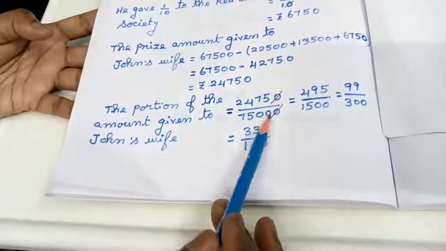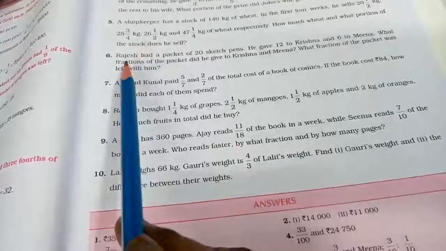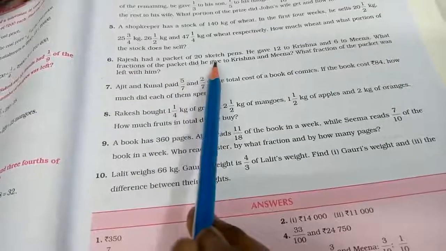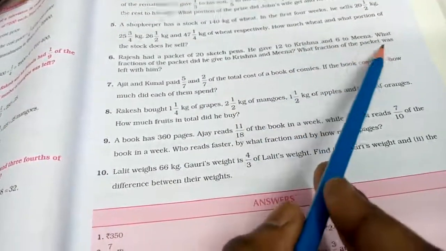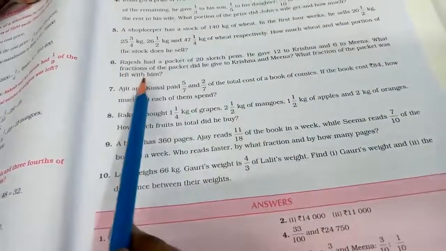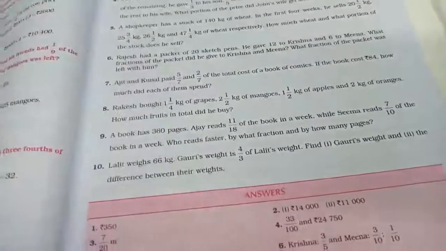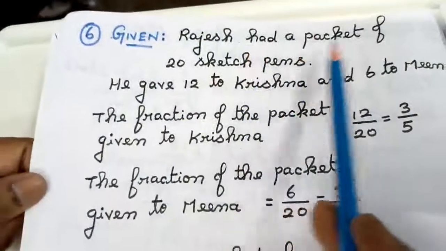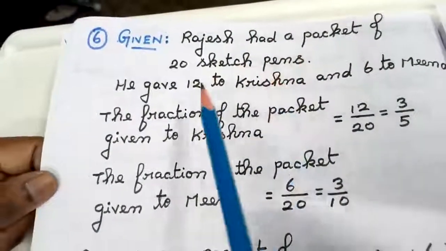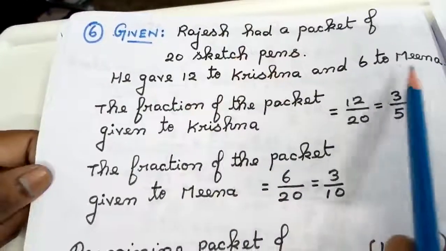What fraction of the packet did he give to Krishna and Meena, and what fraction of the packet was left with him? So this is a question they are asking you. Sum number 6. Rajesh had a packet of 20 sketch pens. He gave 12 to Krishna and 6 to Meena.